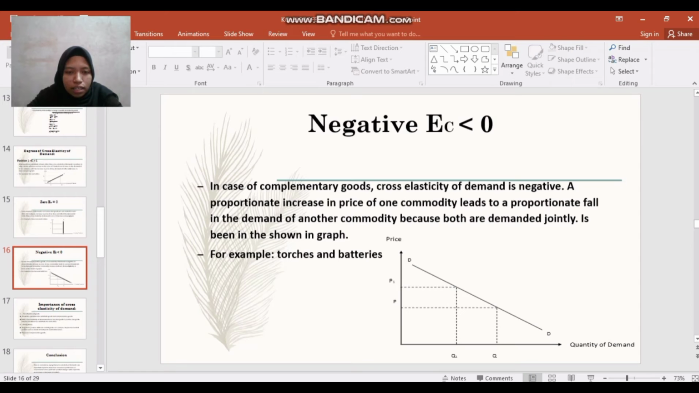And the third is negative. In case of complementary goods, the cross elasticity of demand is negative. A proportionate increase in the price of one commodity leads to a proportionate fall in the demand for another commodity, because both are demanded jointly. This is shown in this graph. For example, torch and battery.